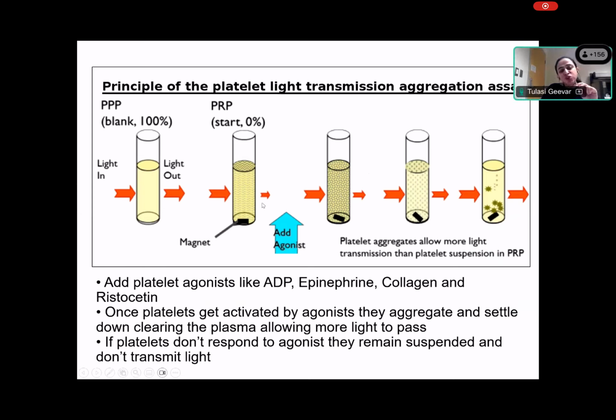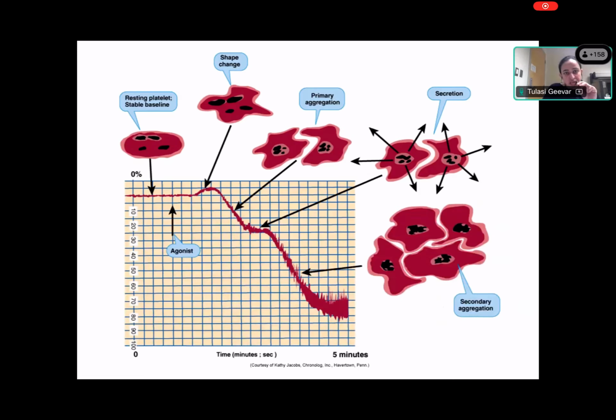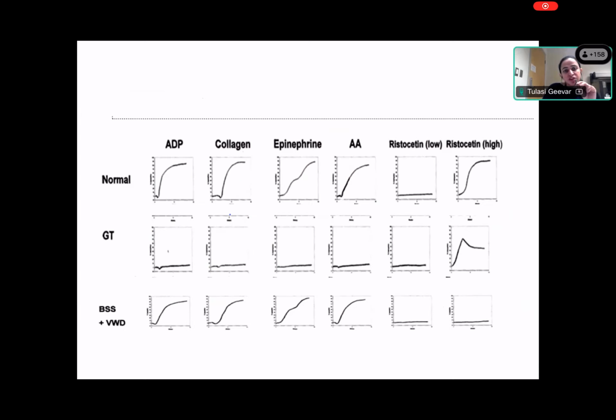Now, this is compared to the PPP or platelet-poor plasma, which is clear and allows 100% of the light to pass through. But the PRP is turbid and does not allow light to pass through. But as you add the agonist and the platelets start aggregating with each other, more light is allowed to pass through. And this change in transmission of light is plotted in a graph like this. And the different changes as the platelets aggregate are represented in the graph. And depending upon the different patterns of platelet aggregometry, you can diagnose different platelet function disorders.